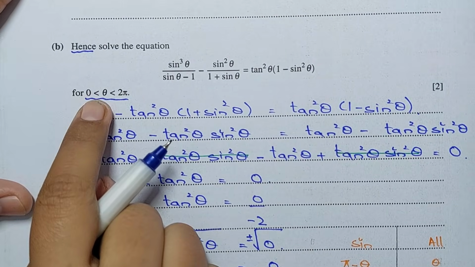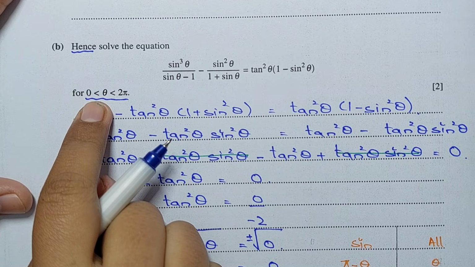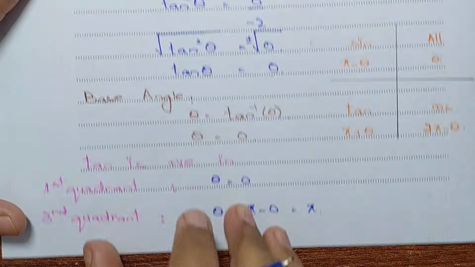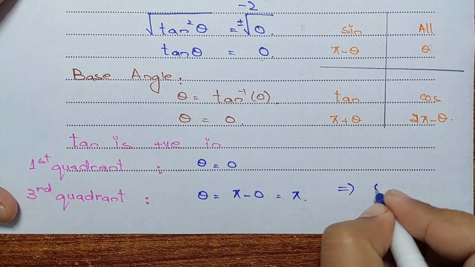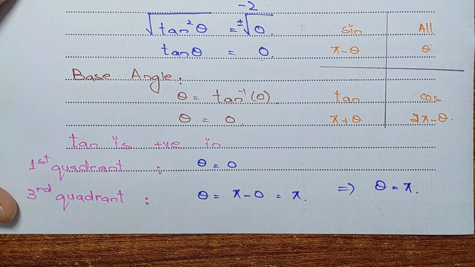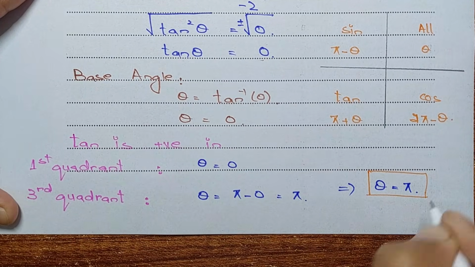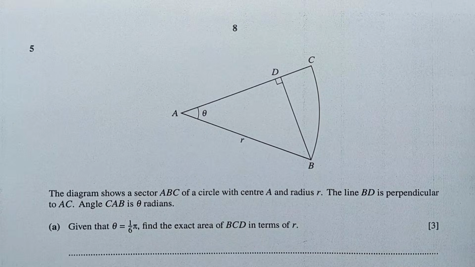As you can see, 0 is not included in the domain, so we are not considering 0. The only solution is just pi. Pi is between 0 and 2 pi. So from here, the theta value is only pi because it belongs to our domain. This is the only solution.